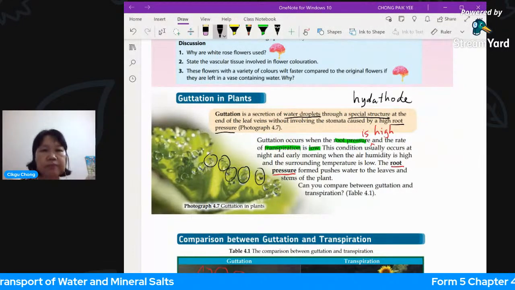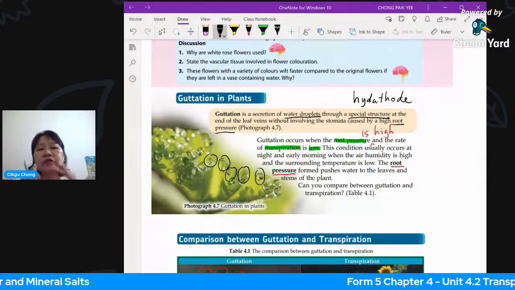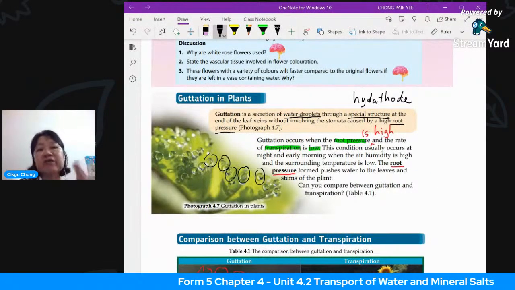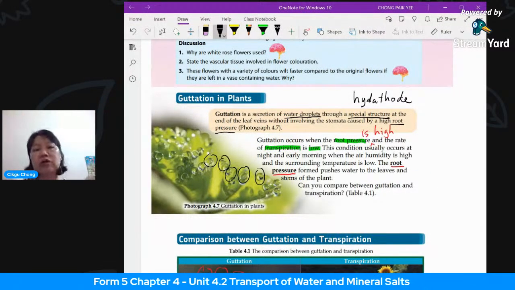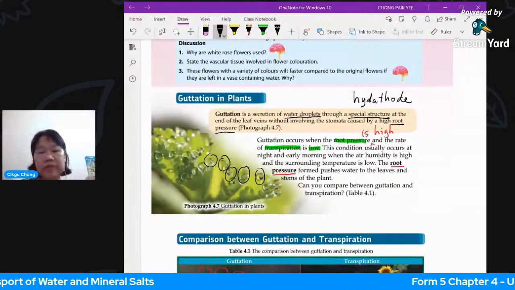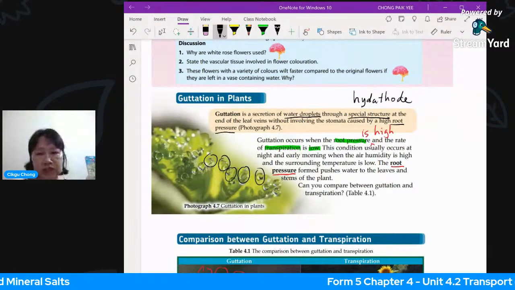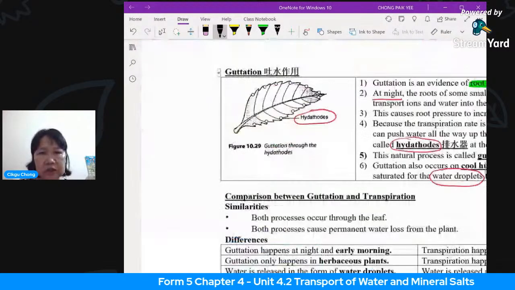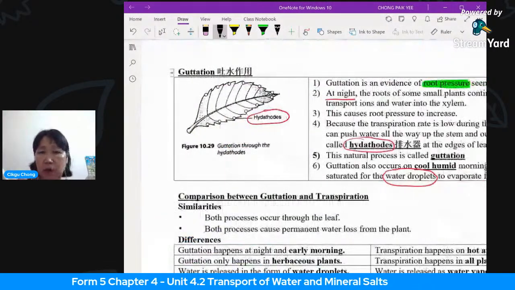That means the water pushes up. So usually this is for small plants, because as you know, root pressure is not very high, not very strong. It cannot push up to a tall tree. Usually small shrubs, or I can give you an example, a strawberry plant. Strawberry plant has been known to exhibit guttation. Okay, let's look at this one first. So the pores here are called hydathodes.